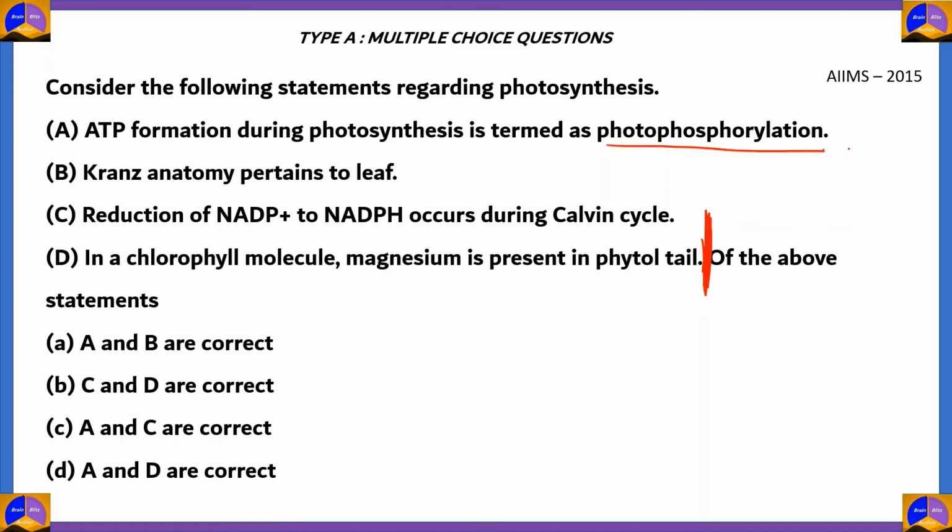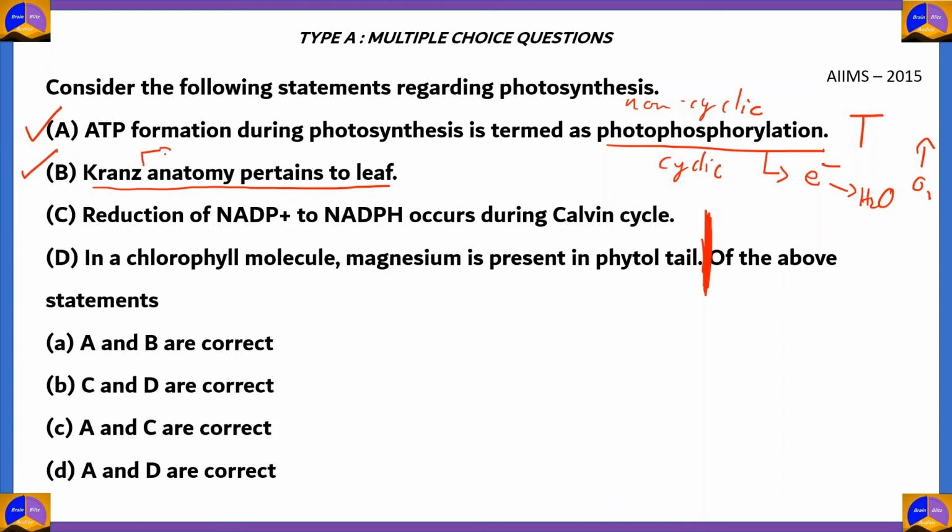So this statement is absolutely correct because ATP formation happens both in PS2 and PS1. So the combination of PS2 and PS1 was given as non-cyclic, while the involvement of just PS1 will give you cyclic photophosphorylation. And it is for this photophosphorylation that electrons are taken from water and oxygen is released. So therefore, this statement is correct. Statement B, Kranz anatomy pertains to leaf. Now, this statement is also correct.